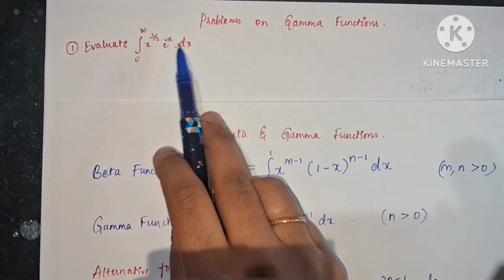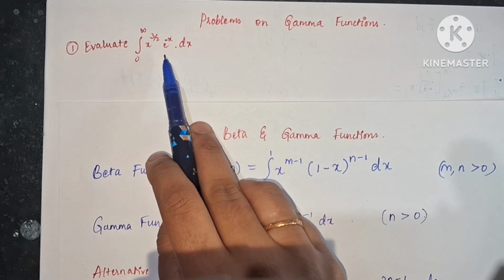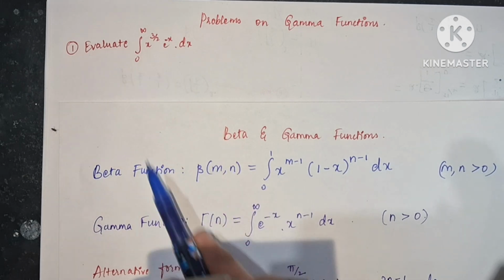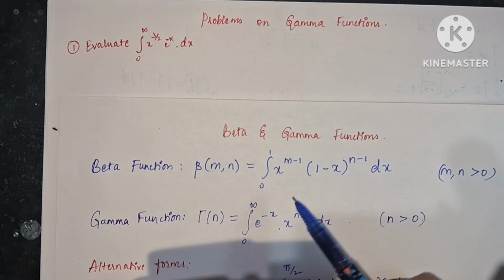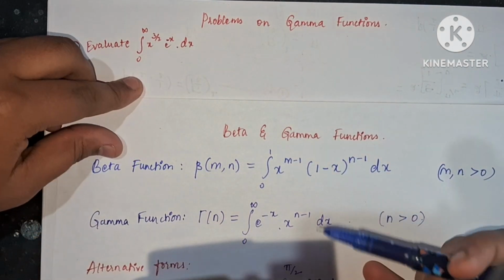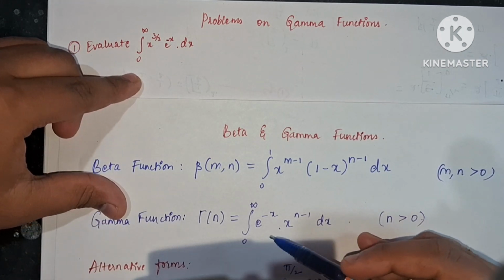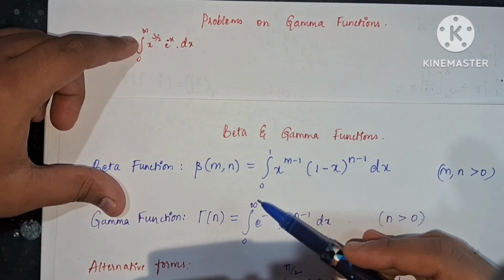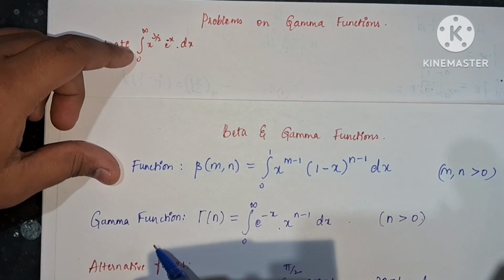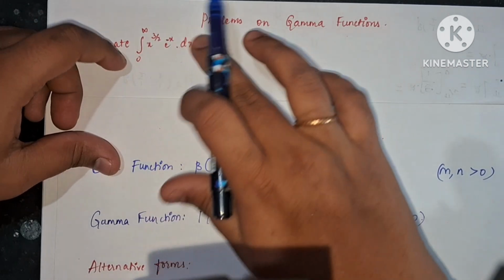How do we decide which function it is, whether it is the gamma function or the beta function? You have to remember the formulas for everything, and just give your keen observation. What happens here? The integral is from 0 to infinity, which is there for the gamma function. So we got to know that this is the gamma function.